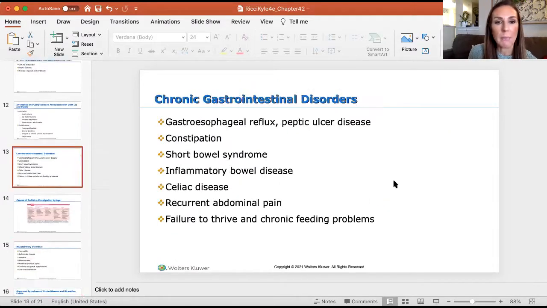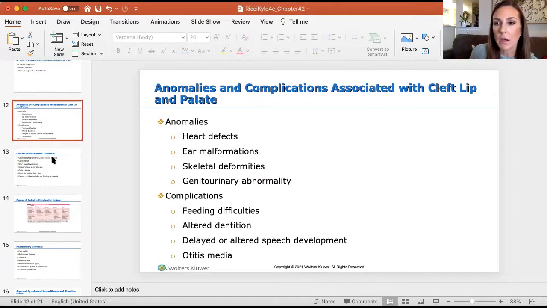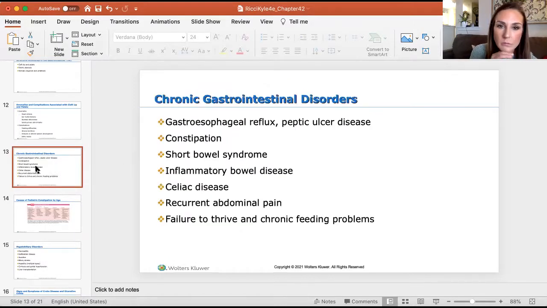Whenever we're talking about reflux and peptic ulcer disease, keep going and look through the cleft lip and cleft palate. And like I said, we'll go over that again in our genetic disorders as well. So here are some chronic GI disorders that you might see with some kiddos.